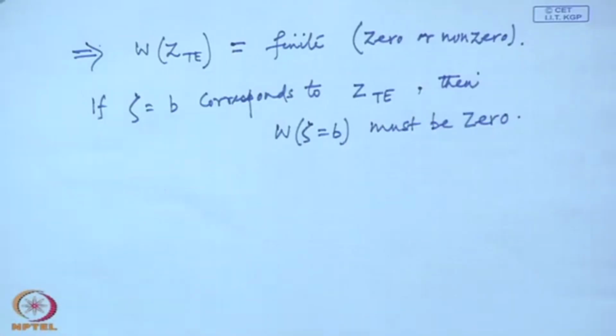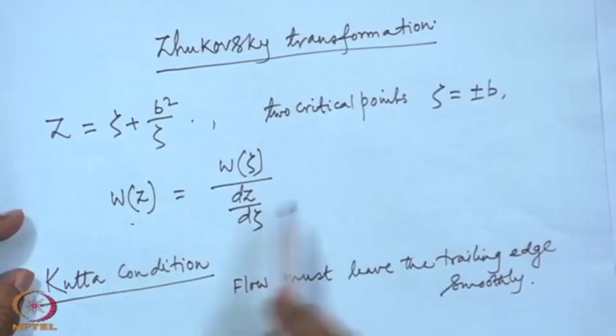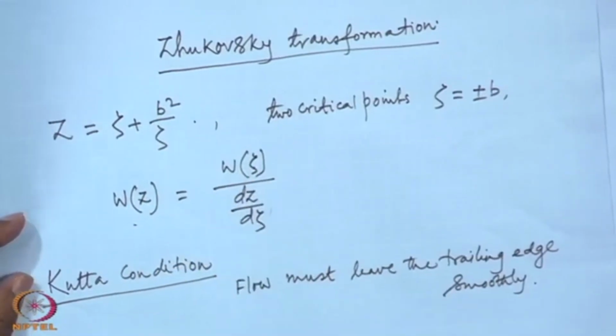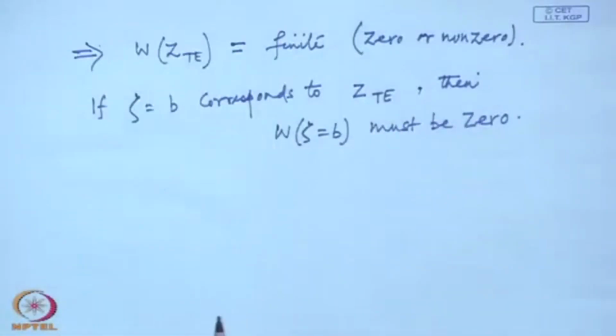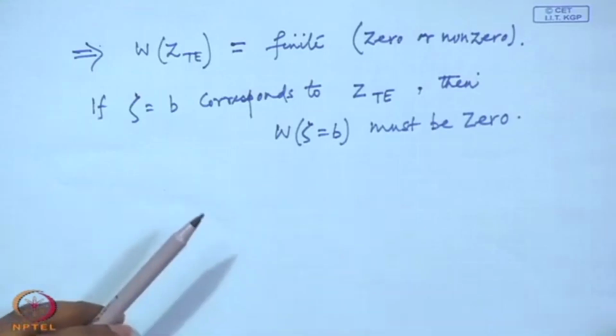we have assumed that zeta equal to b, that critical point, is transformed to the trailing edge of the airfoil. At the trailing edge of the airfoil, this dW/dZ is finite, okay, and at the critical point the dZ/dzeta is 0. So, if this has to be finite, then this must be 0. And this will now help us to find the value of circulation.